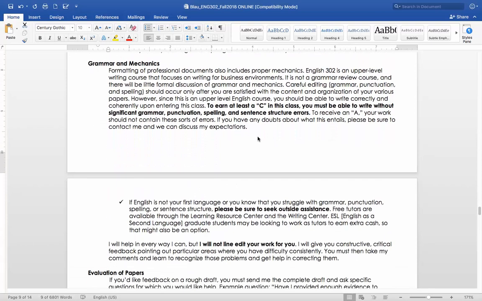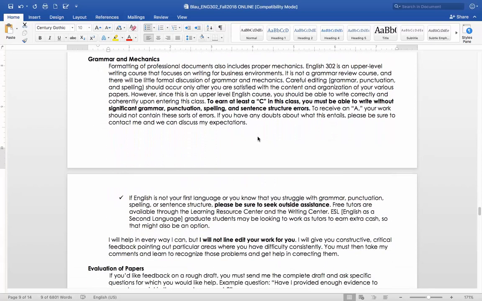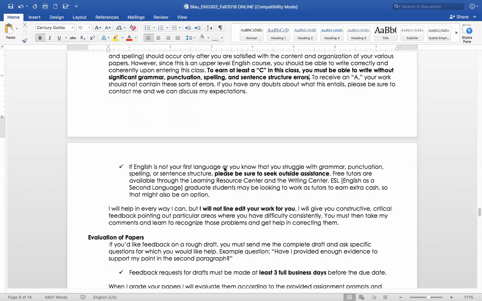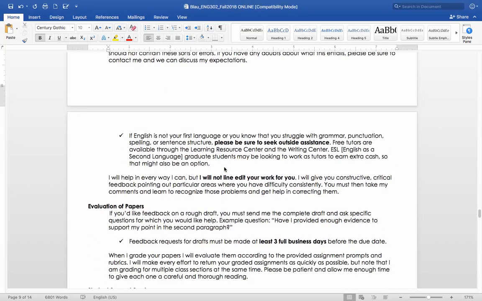At this point in your academic career, you should have a basic understanding of grammar and mechanics. And in order to earn at least a C in this class, you must be able to write without significant grammar, punctuation, spelling, sentence structure errors. If you want to receive an A, your work should not contain any of these errors. So if English is not your first language, or you know that you struggle with grammar, punctuation, and spelling, make sure that you are seeking outside help.